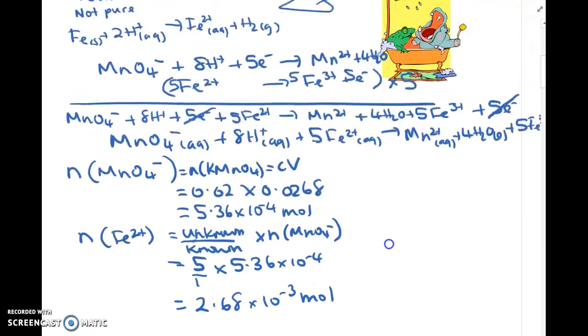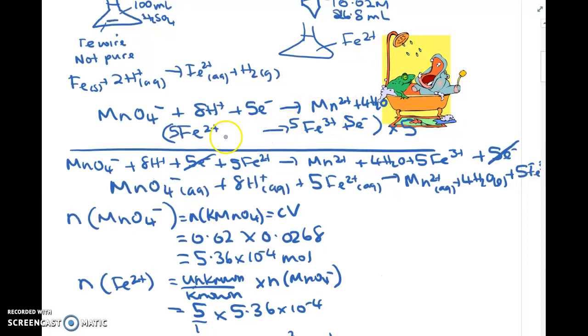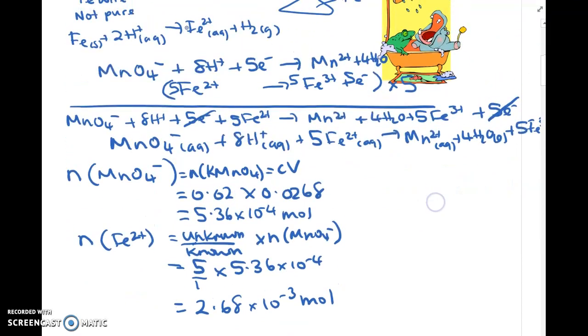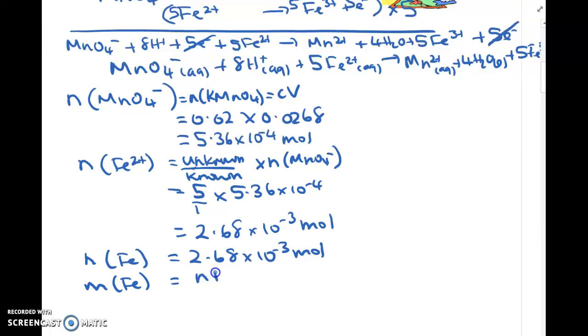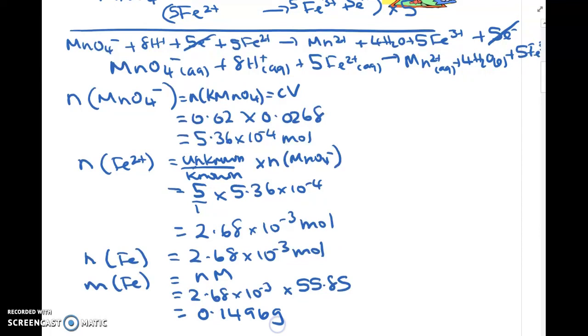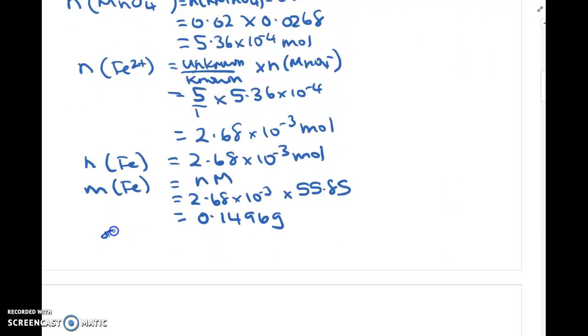So if you look at the two equations, all of the iron 2 ions came from this equation here. As you can see, the equation is in a 1-to-1 ratio, so the number of moles of iron will be the same. The mass of the iron will equal number of moles times formula mass, which is 2.68 by 10 to the negative 3 times 55.85, and it gives us a mass of 0.1496 grams.